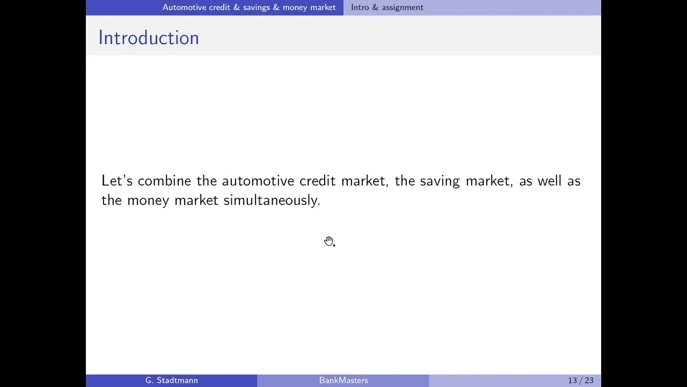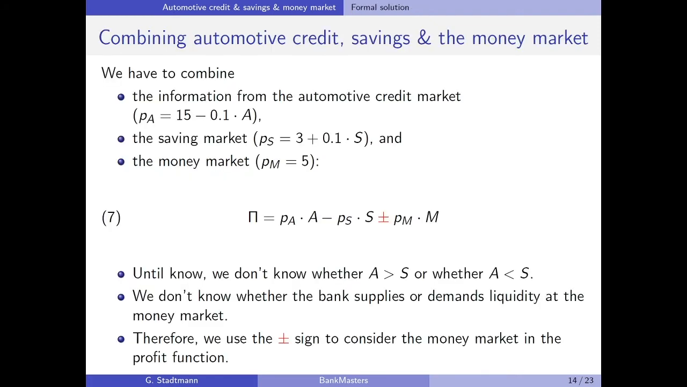We already had the automated credit market, the saving market, as well as the money market. But the money market was not considered in the first assignment because we said that the volume of automated credit and the savings was assumed to be equal to each other. But now we are considering the money market. So we already have these two functions for the automated credit and the saving market. And now in the money market, we have an interest rate of 5.